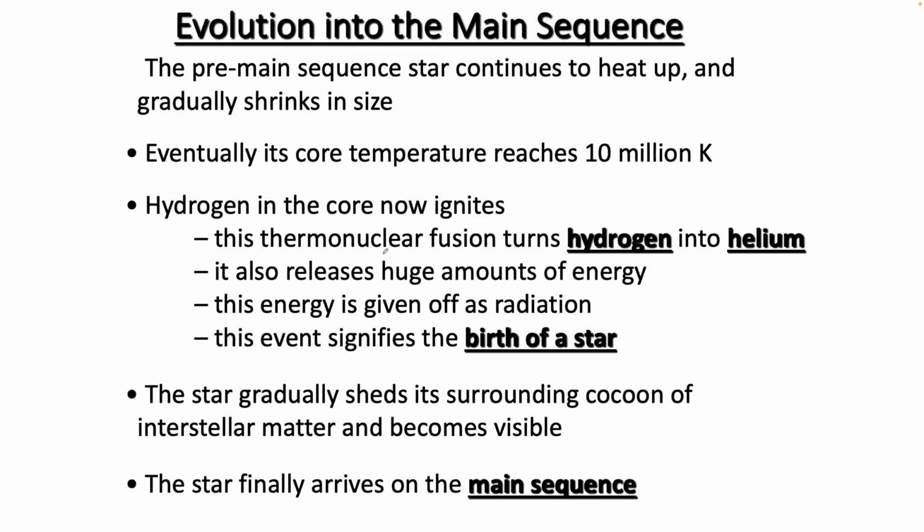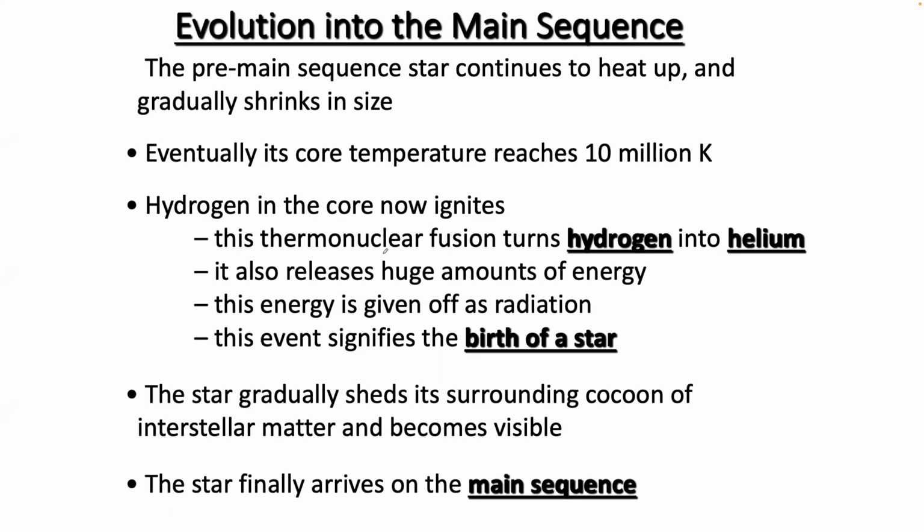Now let's see the evolution into the main sequence. Now our star is in the pre-main sequence stage. Now let's see how it moves on to the main sequence stage, right? So what happens is now you do not have materials coming from the interstellar matter. However, these pre-main sequence stars continue to heat up and gradually shrink in size.